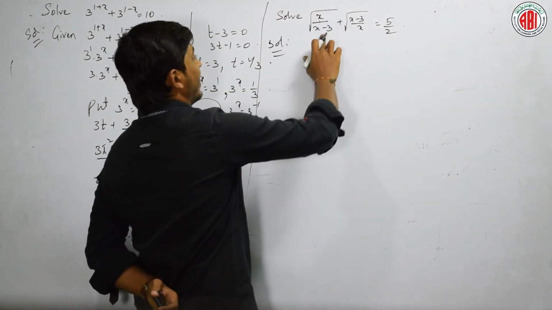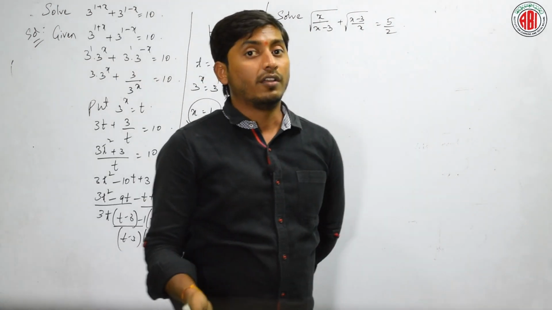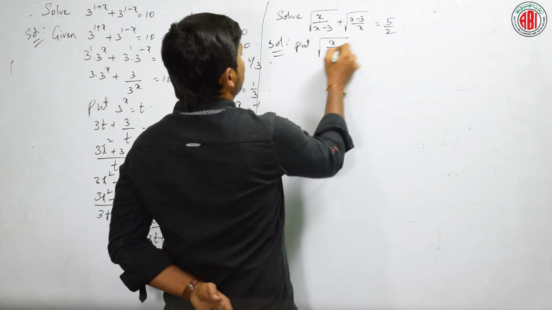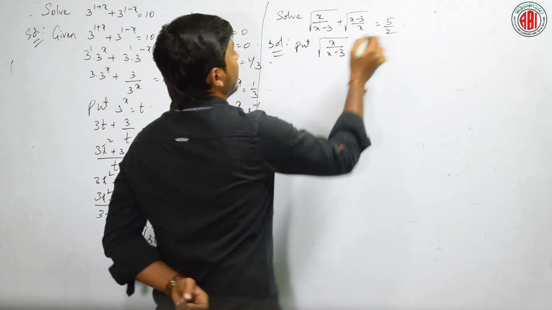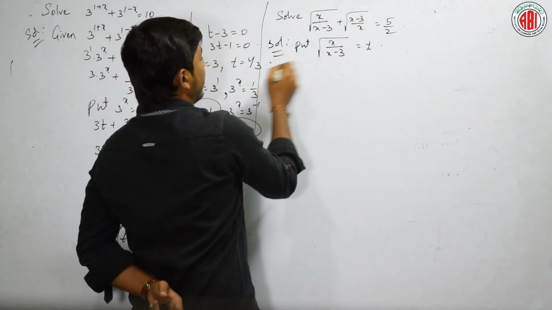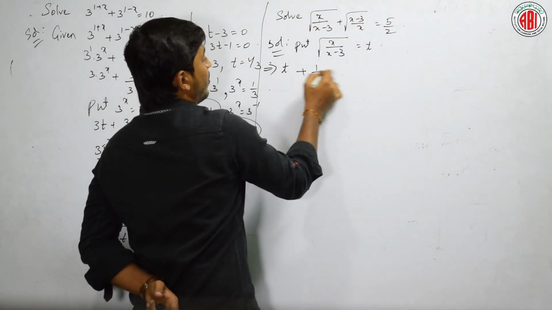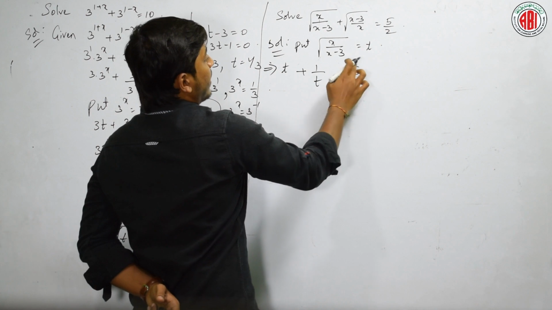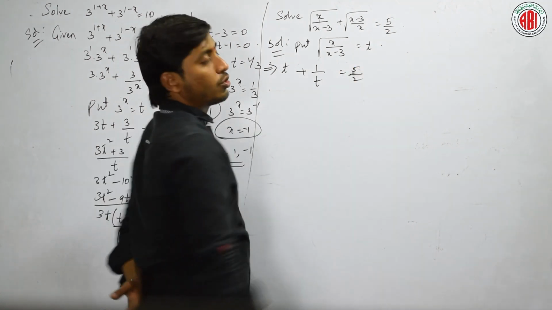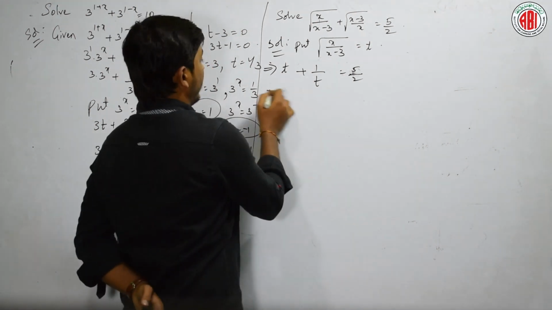Look at the next question. Here under root x by x minus 3, and x minus 3 by x are given. So what shall we do? We can put root x by x minus 3 as t. Yes, so this whole thing will become t. What about this? Reciprocal of this exactly. So this will be 1 by t. Isn't it? Yes or no? 5 by 2. Right? Is it clear? So let us simplify it and find the value of t.